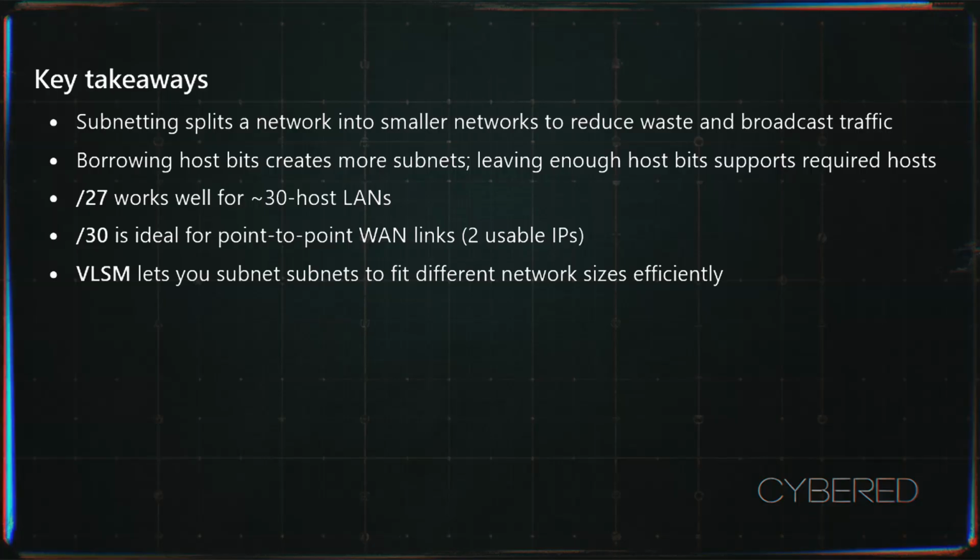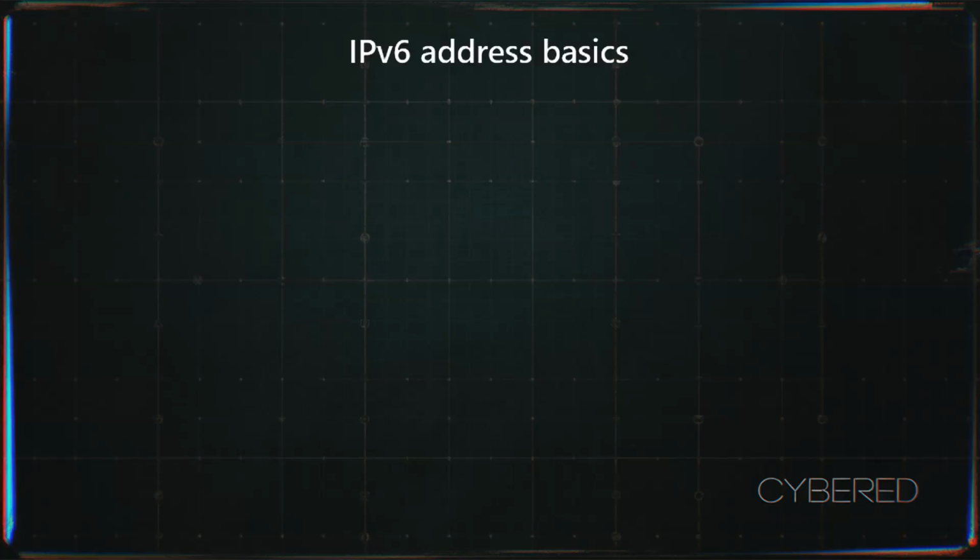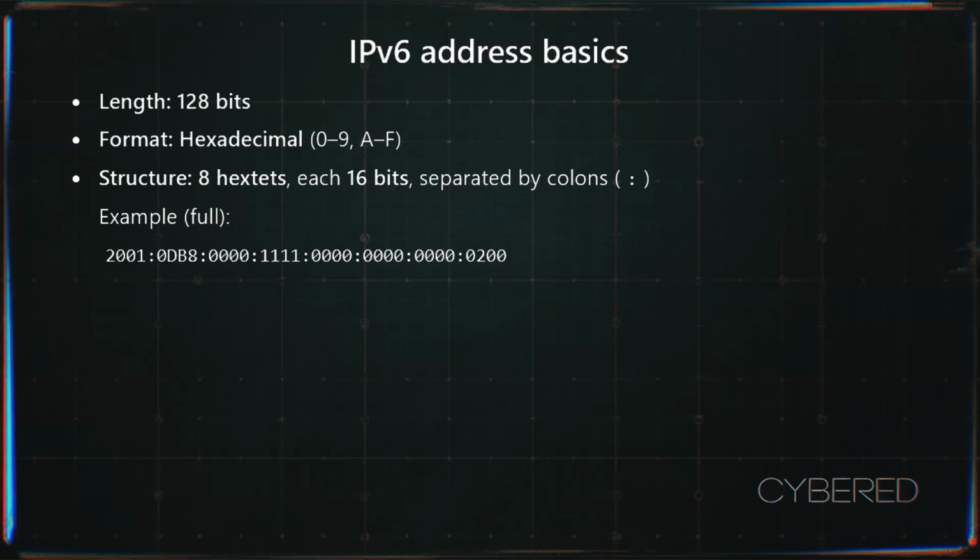IPv4's public address space is limited. With the growth of smartphones, IoT devices, and cloud services, public IPv4 blocks were depleted in many regions, driving adoption of IPv6, which provides a vastly larger address space. So IPv6 address basics: length 128 bits, in the format of hexadecimal 0 to 9, A to F, structure 8 hextets, each 16 bits separated by colons.